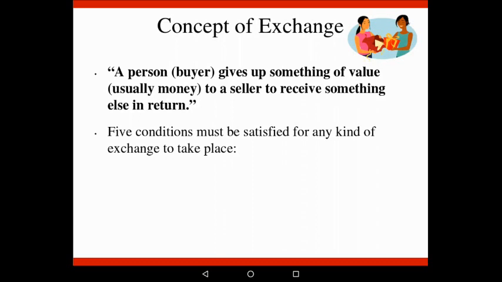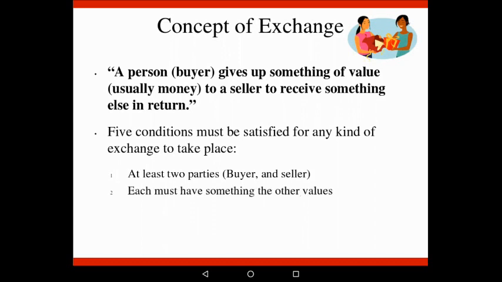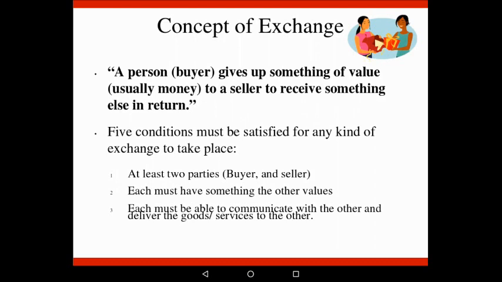Now, there are 5 conditions that must be satisfied before any kind of exchange can take place. Number 1, there needs to be at least 2 parties, a buyer and a seller. There can be more than one, but there must be at least 2. Number 2, each party must have something that the other one values, that the other one would like to have. Number 3, each party must be able to communicate with the other and deliver the goods to the other. They must be able to say, this is my price, this is what I have, and then they must be able to give it to the other person.